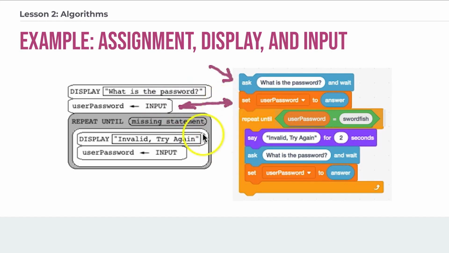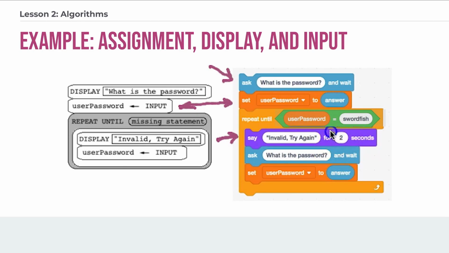Then we have our repeat loop. We haven't talked too much about that yet, but we're going to. We will definitely talk about repeating or iteration. The way we display in Scratch is we use the say. All right, so say invalid, try again. We know that that is going to display as the cat with a speech bubble with the words invalid, try again in the bubble. And it's going to say that for 2 seconds.